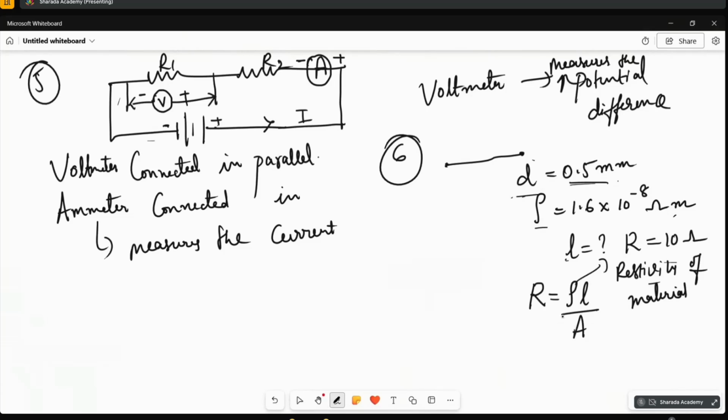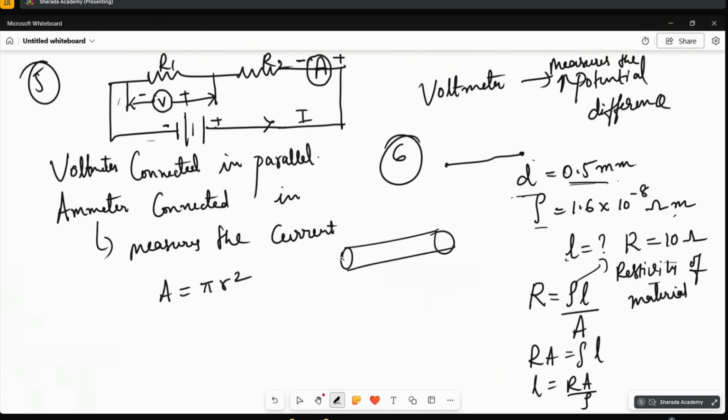So what will be the length? R into A is rho into L, or L is equal to R into A by rho. What is A? A is the area of the cross section, that is pi r square. A is equal to 3.14 into r square. The radius is 0.25 mm, and take it in meters: 0.25 into 10 power minus 3 into 0.25 into 10 power minus 3.